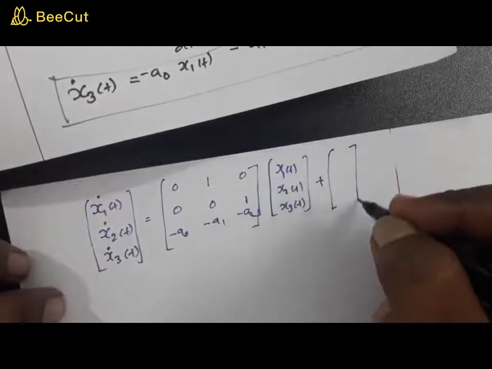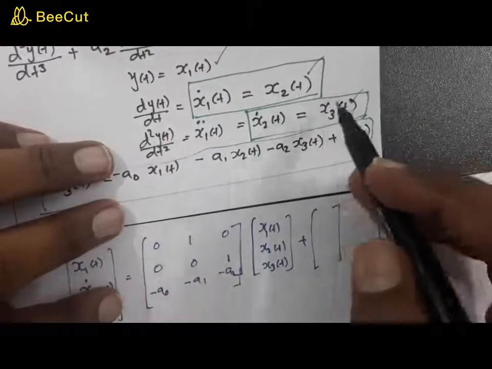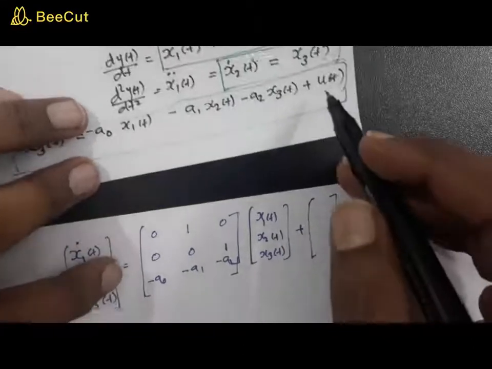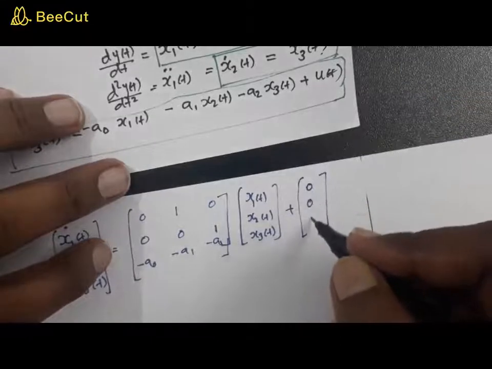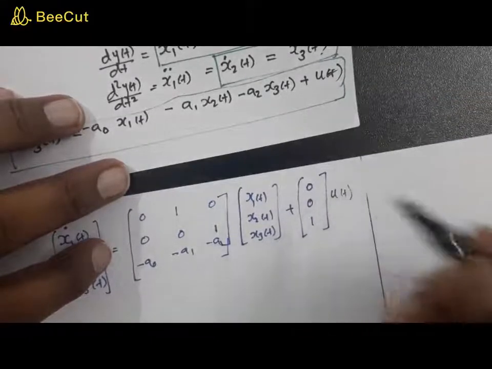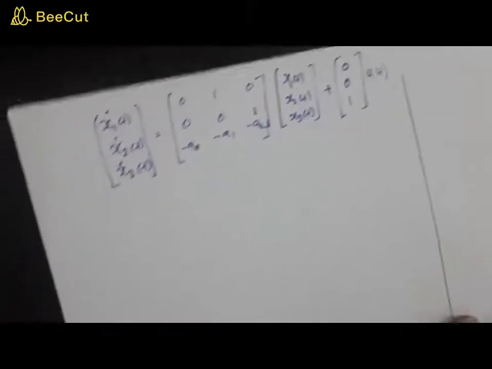and you can have a column matrix. You can see that in the first two equations there is no input, it is independent of the input, while in the third equation you have an input. So this is 0, 0, 1 into u of t. So this is actually the matrix representation of the state equation of this third order system.